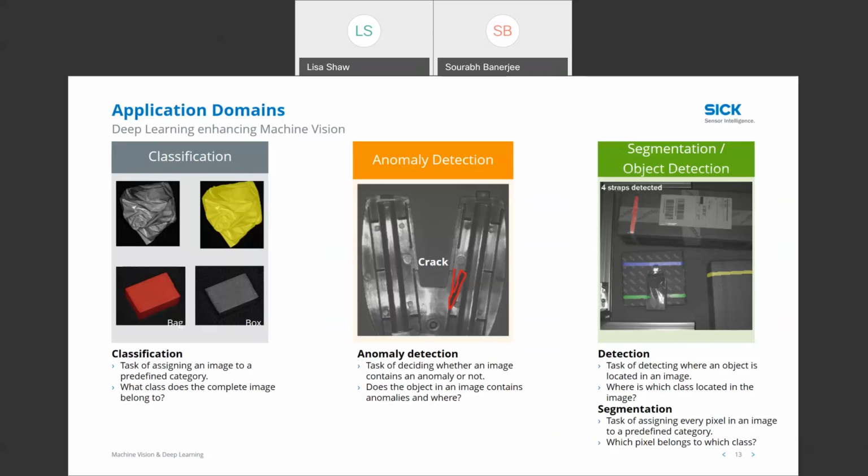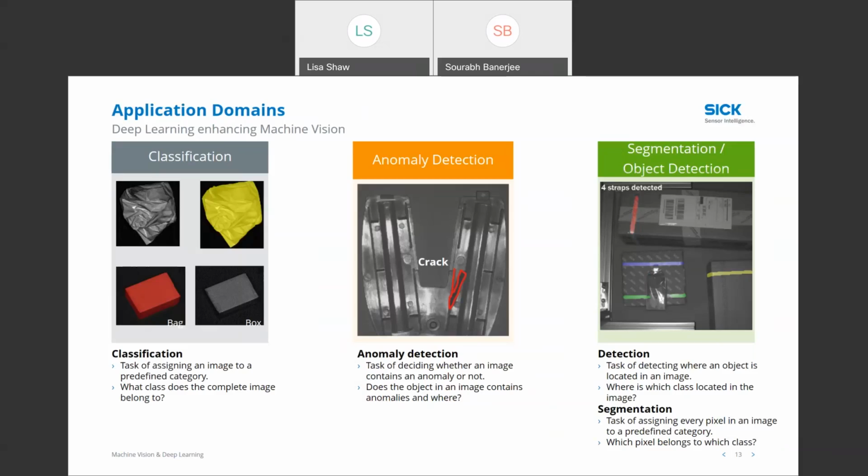The next stage is anomaly detection. Just like the name suggests, once you present an image, the algorithm analyzes it, has a gold standard, compares the image with the gold standard, and looks for any anomalies within that image. The question you're asking now is, does the object in the image contain any anomalies, and where? So there is a localization element as well.